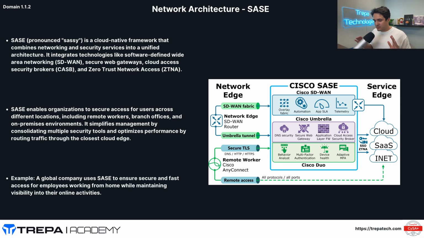But SASE, to get back to it, integrates technologies like SD-WAN, software-defined wide area networking, secure web gateways, which is very similar to web application firewalls, but for the cloud. It goes a little bit deeper into that packet inspection. Cloud access security brokers, CASB, that's an appliance that can enforce the security policies you had on-prem into the cloud. And then, of course, gives you the ability to do zero trust network access.